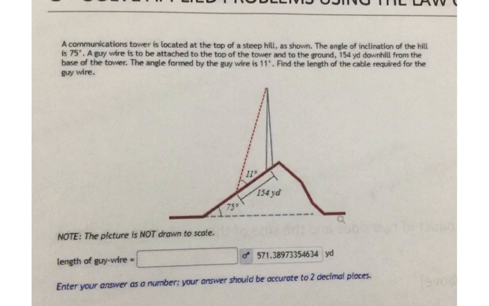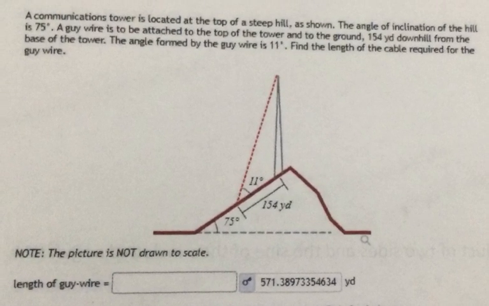A communications tower is located at the top of a steep hill, as shown. The angle of inclination of the hill is 75 degrees. A guy wire is to be attached to the top of the tower and to the ground, 154 yards downhill from the base of the tower. Oh my gosh, this drawing's awful. The angle formed by the guy wire is 11 degrees. Find the length of the cable required for the guy wire. So we are looking for this length, right? That's the guy wire.